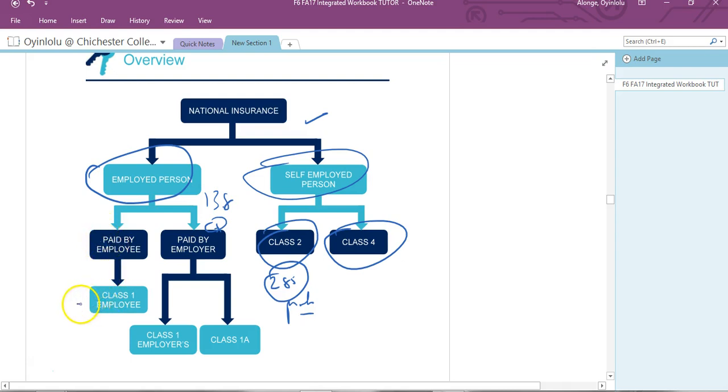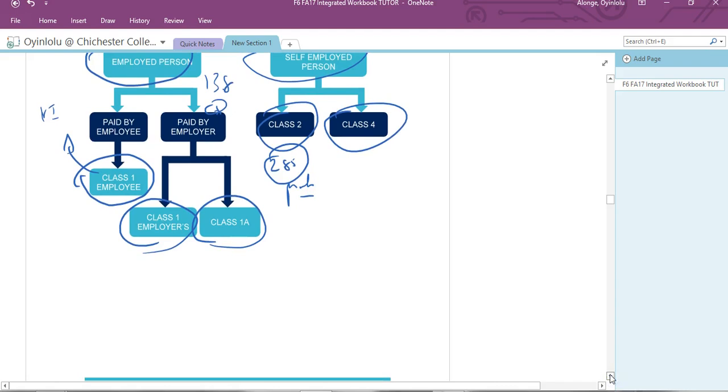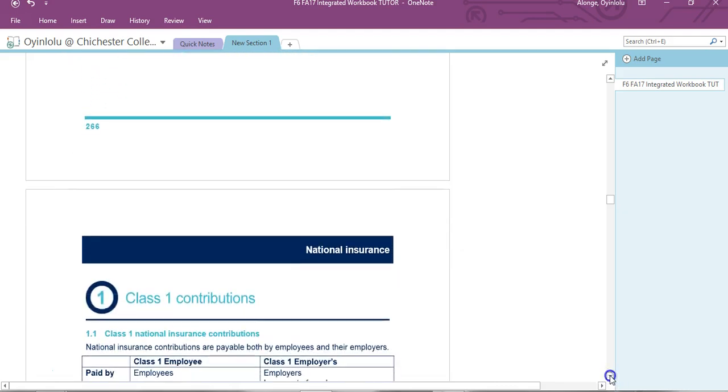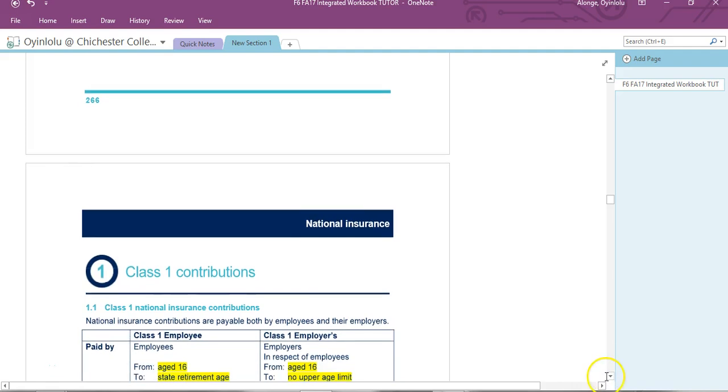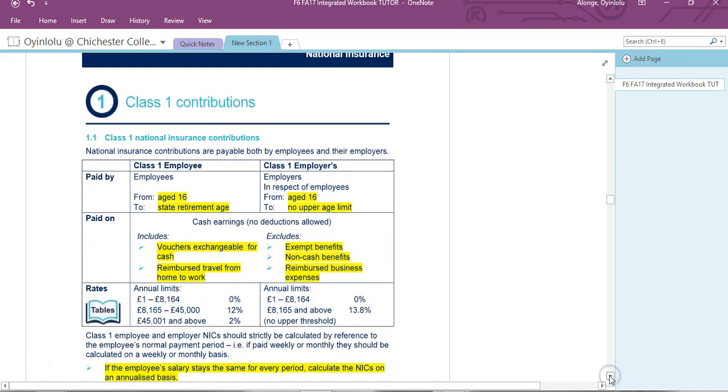This is broken up into what the employee will pay, which gets deducted from your salary. National insurance, this is called class 1 employee. Your employers will also pay the class 1 employers, and your employers will also pay a class 1A as well. So let us carry on. Next page. Here's a breakdown of what is going on.